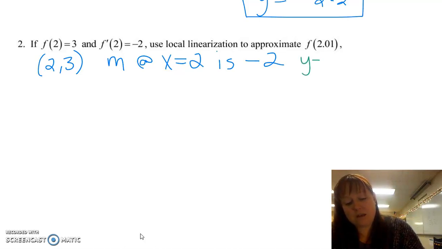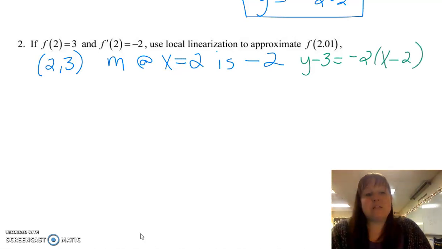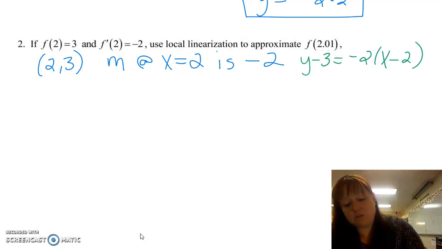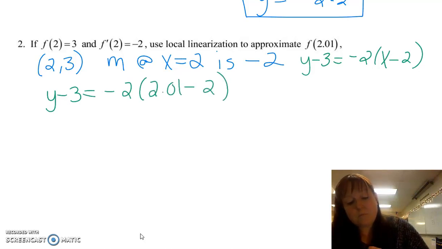It would be y minus 3 equals negative 2 times x minus 2. So that's the equation of my tangent line. The slope is negative 2, and this tells me every point on the tangent line. And then it says we use local linearization to approximate f of 2.01. So again, 2.01 is really, really close to 2 on the function, so it's probably going to be really, really close. So all we do is evaluate the tangent line at 2.01 and figure out what it is, and that's going to be really close to what the function is at this point.